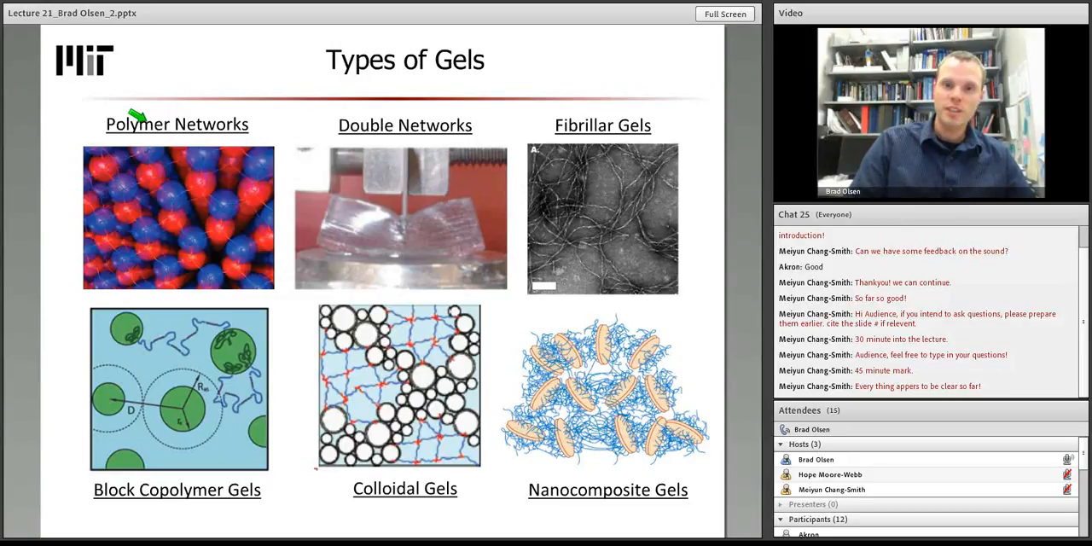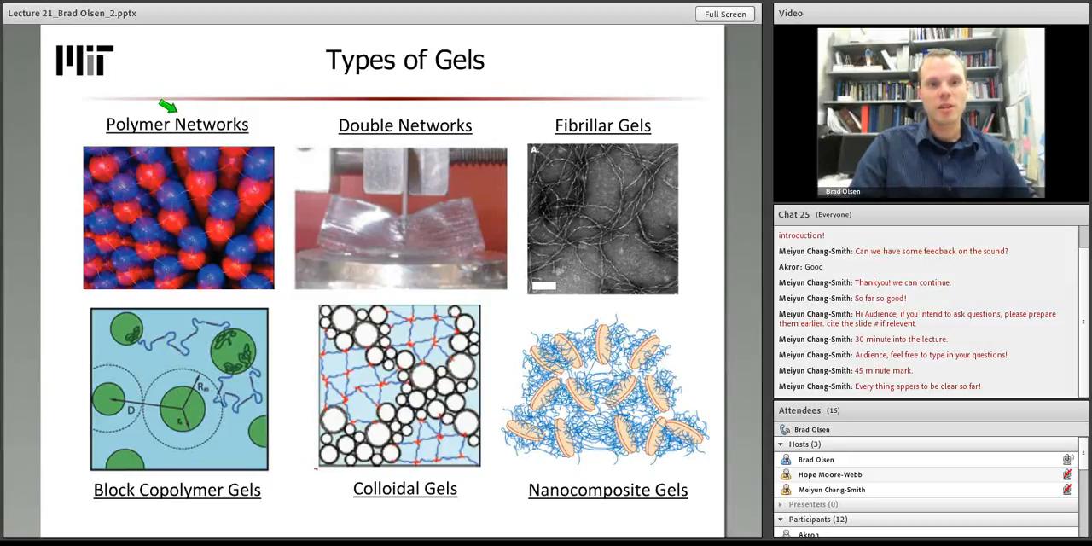The approach I'll take is to examine specific papers from the modern literature that are representative of each of these different categories of gels and look at what they do in terms of neutron analysis and take a look at their actual data to see what we can learn from their type of structural analysis. So one of the types of gels that we've already talked a lot about to get a sense of the properties of the materials is polymer networks. And so we'll start there.